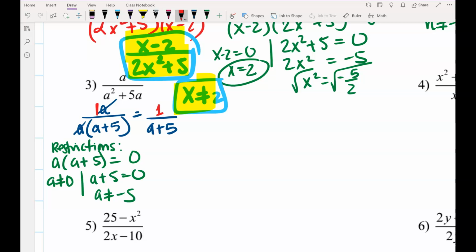Now, before we box it up, we also need to go back and add restriction. Okay, what is it that a can never ever be? A can never ever be negative 5, comma 0. Now you can box up this entire thing.